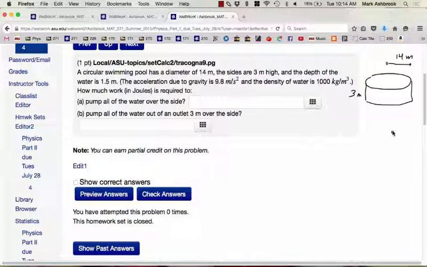Okay, and the depth of the water is 1.5 meters. Here we are. Okay, 1.5. And acceleration due to gravity 9.8. Density of water is 1,000. How much work is required to pump all the water over the side?